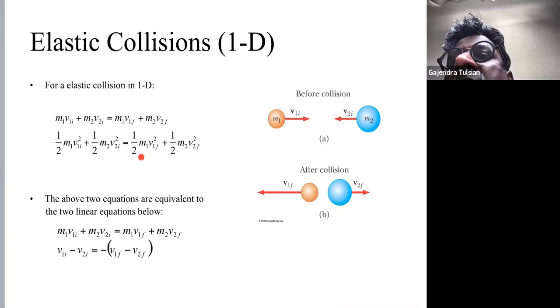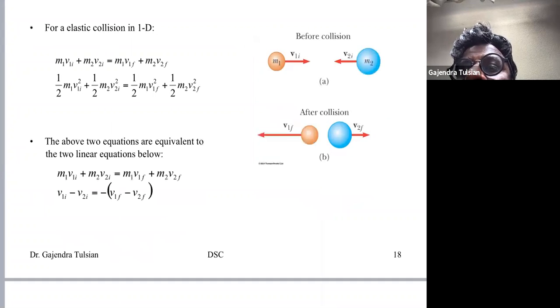Now you will be solving problems using these two equations, but it turns out that because this is a quadratic equation, it can get a little messy to solve. But if the collision is in one dimension and it's an elastic collision, these two equations can be simplified to these two equations. The reason this is nice is because now this is a linear equation. See, this was a quadratic equation, and both of these equations are linear in velocity. That is much better to handle.